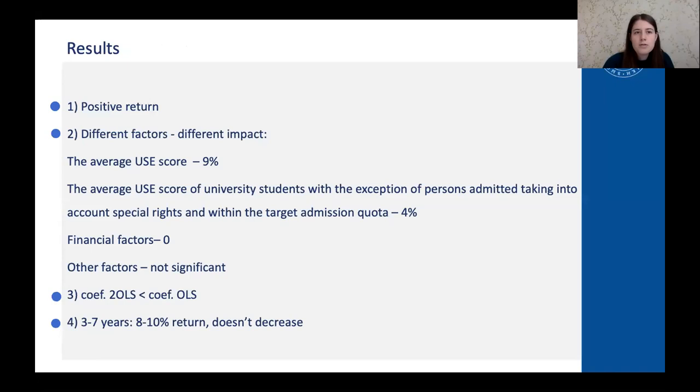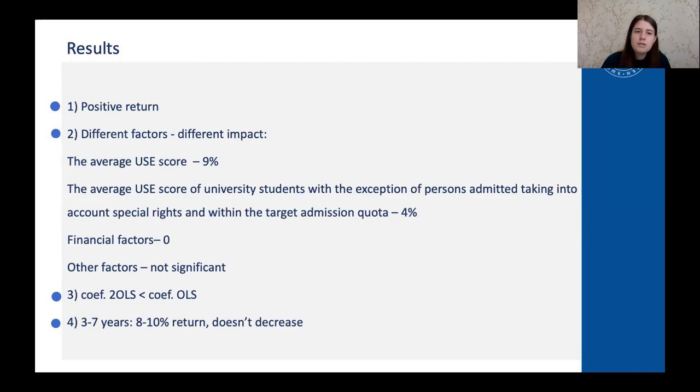So now let's briefly discuss the whole results. The first one is that we get a positive return. So university quality has a positive impact on wages of graduates. Moreover, we have different impact according to different factors, and the highest impact is related to the average UC score, and it can be explained by the fact that the average UC score is not only about the university quality, but it's also about the demand from the society. It's about the estimation of the university by the society and something like that.